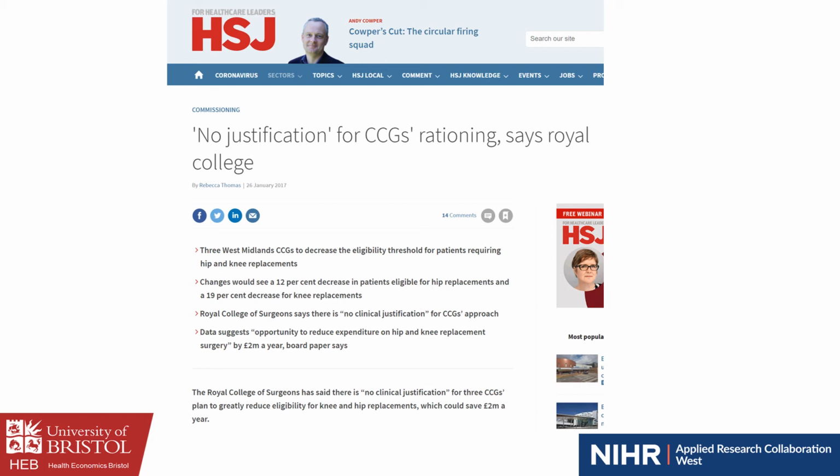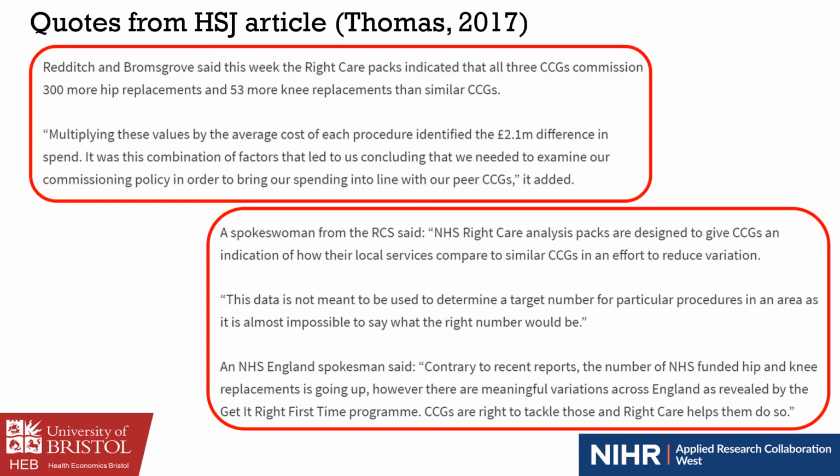2 weeks later, the HSJ reported that the CCG's decision was based on using RightCare to identify opportunities for reducing the spend on hip and knee surgery. The argument was that the data packs indicated the CCGs commissioned 300 more hip and 53 more knee operations than the similar CCGs. Reducing activity by this amount would reduce the spend by £2.1 million and be in line with the peer CCGs.